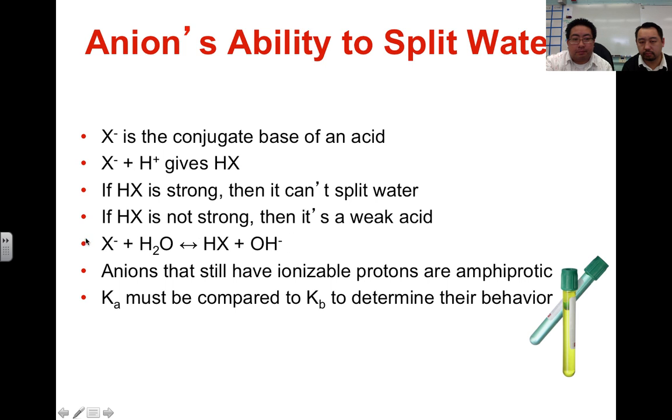Now remember, the conjugate base of a weak acid is strong, which means it's going to have a high affinity for the hydrogen ion. If you remember your Bronsted-Lowry stuff, this results in the formation of the weak acid and hydroxide ions. Ions that still have ionizable protons can be amphiprotic, which means they can act as an acid or as a base. So those are special situations where we'd have to look at either Ka or Kb. But for the most part, we're not going to have to worry about them at this level.